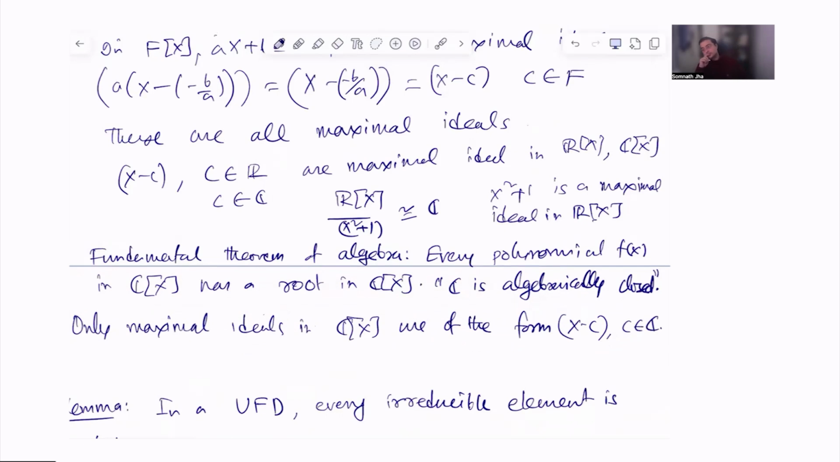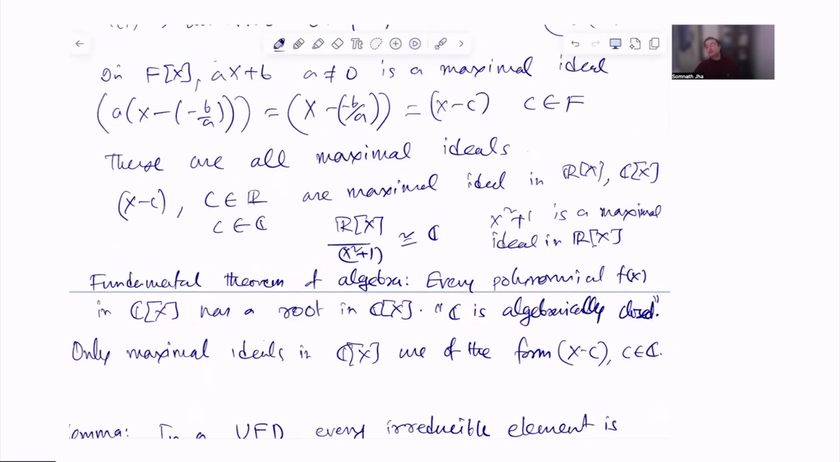So see this contrast. In C, the only maximal ideals are given by linear polynomials, but that's not the case over R. In R, you have x squared plus 1. In both cases, linear polynomials x minus lambda, lambda in the field, give maximal ideals in any field, but in R, you could have quadratic polynomials like x squared plus 1. But in C, you cannot, because C is algebraically closed.